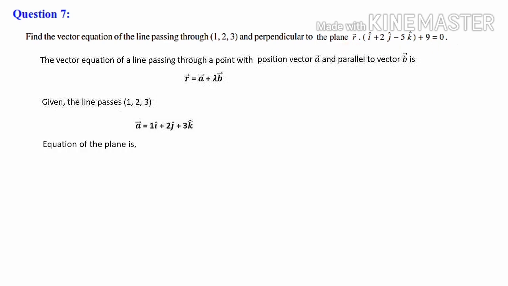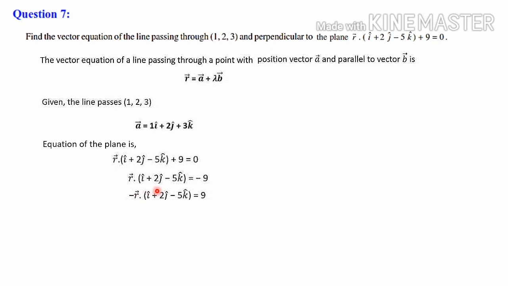So let's write the equation of the plane: vector r dot (i cap plus 2j cap minus 5k cap) plus 9 is equal to 0. This is in the form r dot n is equal to d, but that is not in standard form. So we have to make it in r dot n is equal to d form. Let's take this plus 9 to the right side: r dot (i cap plus 2j cap minus 5k cap) is equal to minus 9. D should not be negative, so we can take this minus sign to the left side. That means minus vector r dot (i cap plus 2j cap minus 5k cap) is equal to 9.